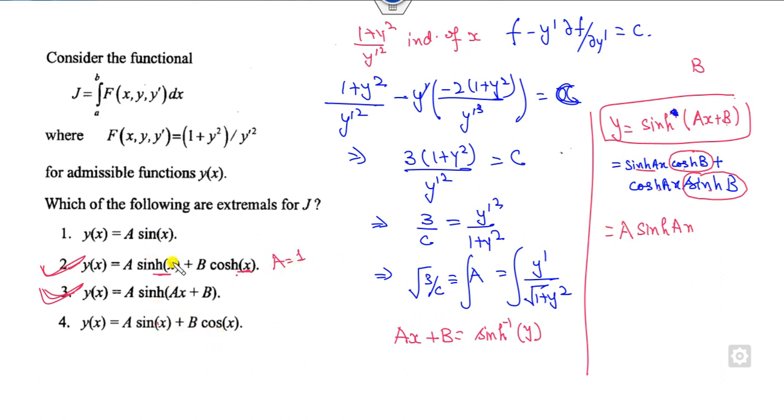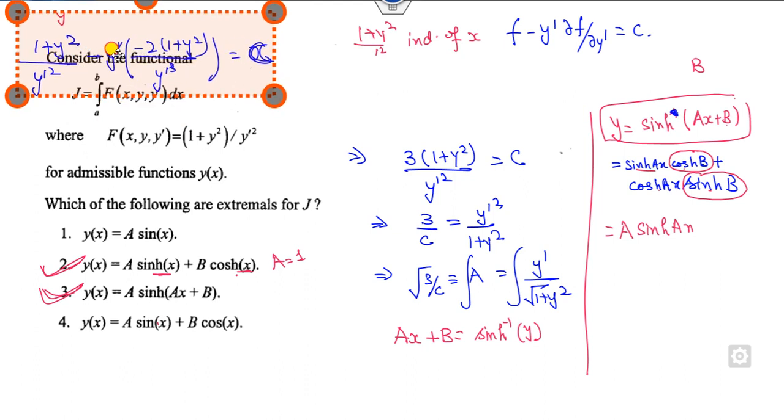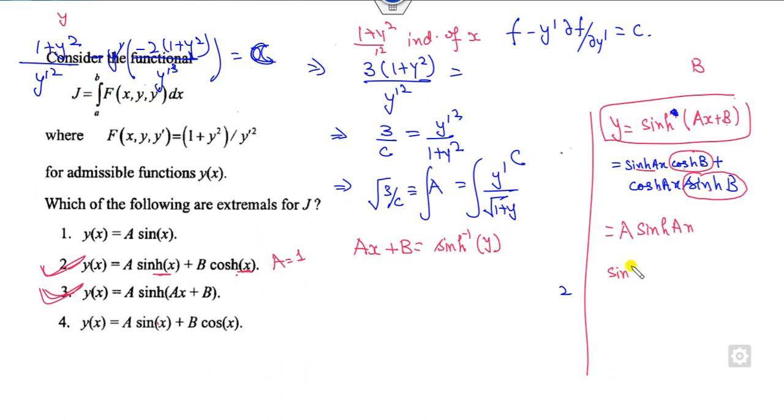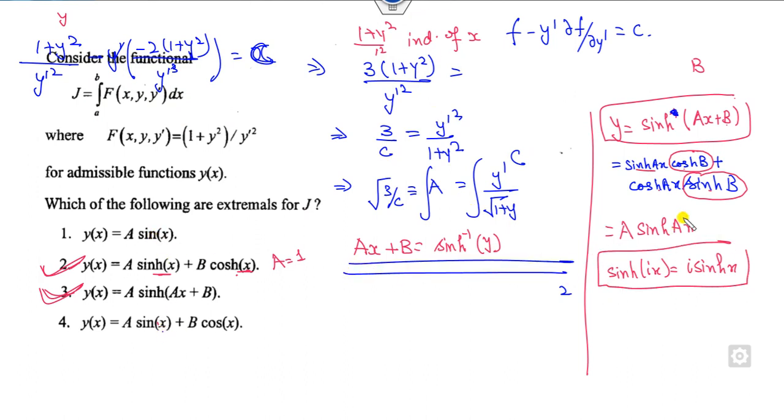In both these cases, hyperbolic is not there. So we all know, if I just write it for you, if I just replace this one. We all know that sine hyperbolic of iota x is iota sine x. So if I take a as my iota and b as 0 in this case, what is my y? Sine hyperbolic iota x, I can write as iota sine of x. So if I consider this as my a, then a sine x is the right answer.